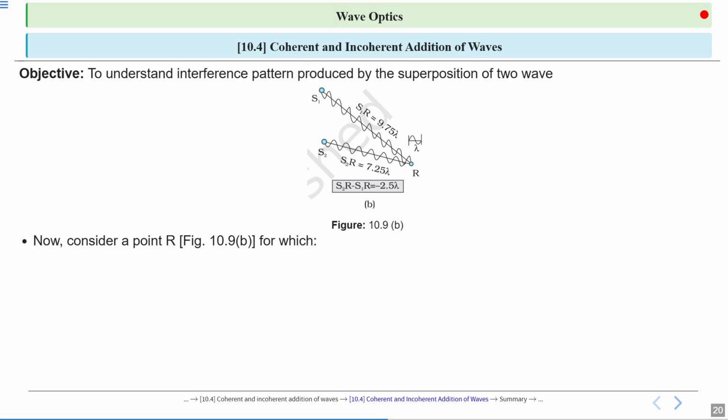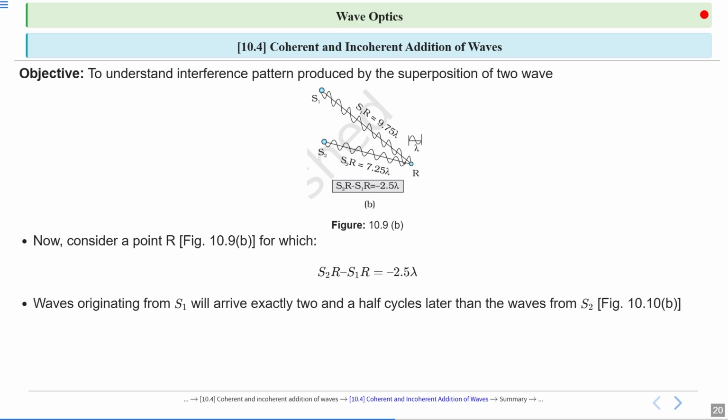Now consider a point R for which S2R minus S1R is equal to minus 2.5 lambda. Okay, so S2R is 7.25 lambda. So we are taking arbitrary values. So S2R is equal to 7.25 lambda, minus S1R, which is 9.75 lambda. So after subtracting, it will become minus 2.5 lambda. Okay, so path difference is minus 2.5 lambda.